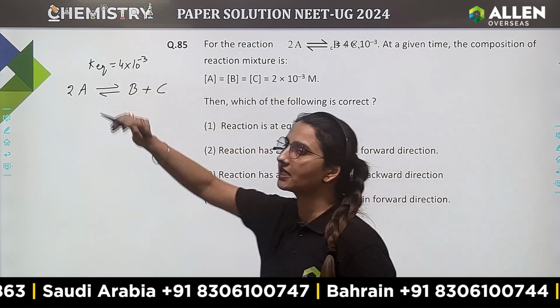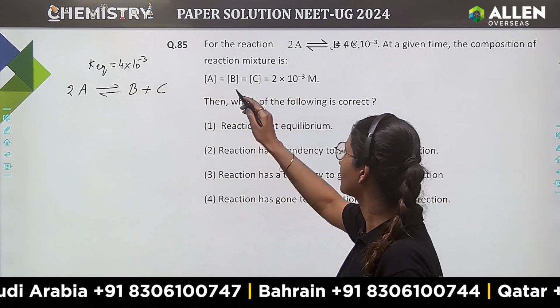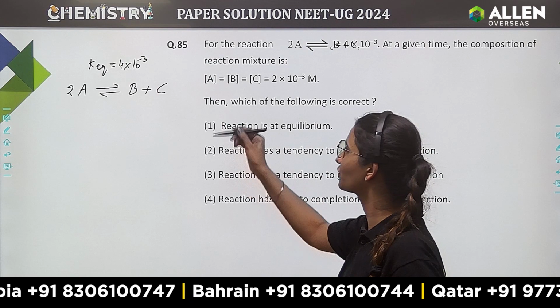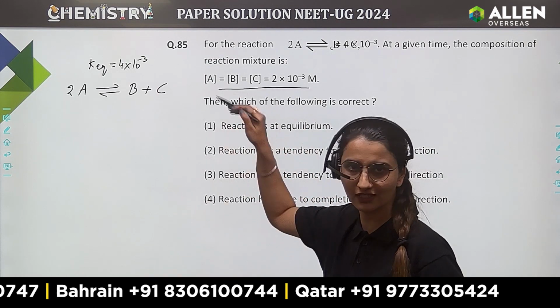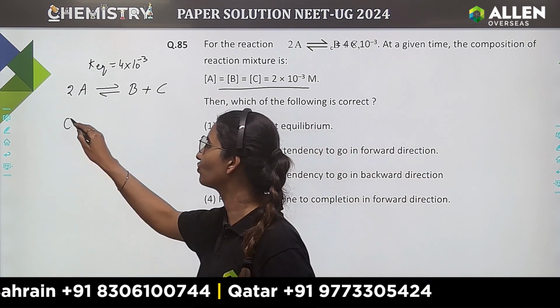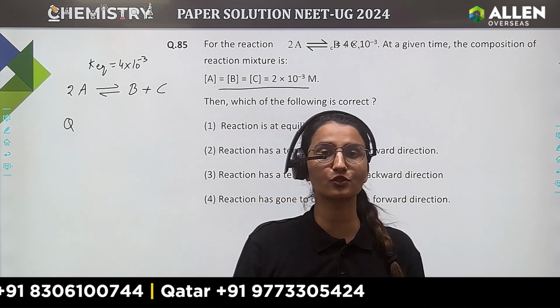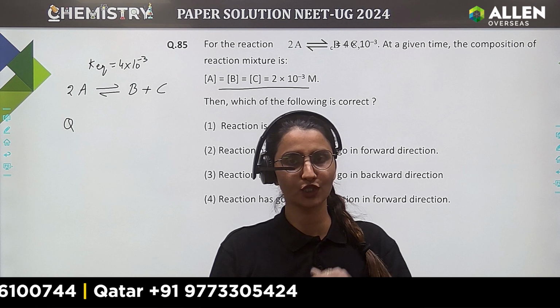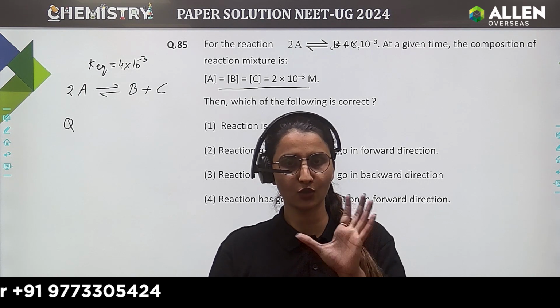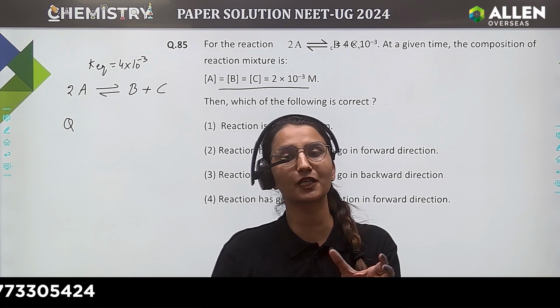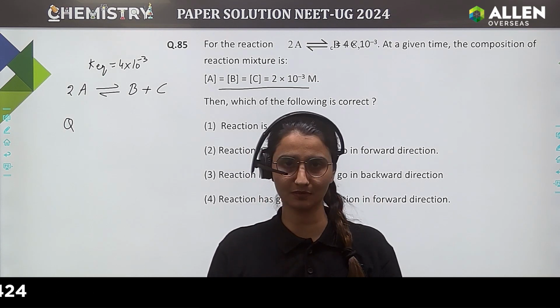So this is your K equilibrium. In the question, at some instant, the concentrations of A, B and C are given. Using this data, I can find Q. What is Q? Q is the reaction quotient. Q is calculated similar to the equilibrium constant. The only difference is that it is at a particular instant, except at equilibrium.